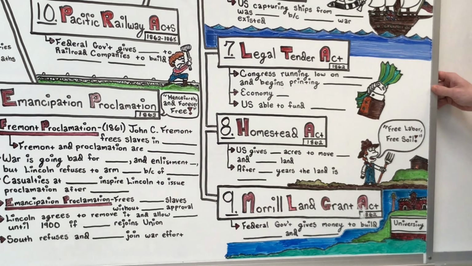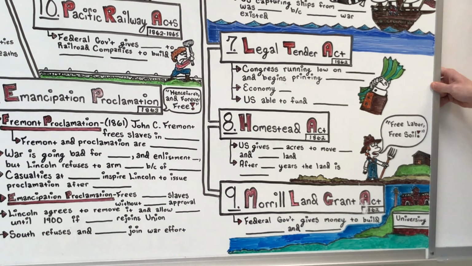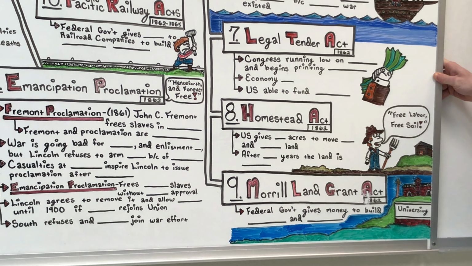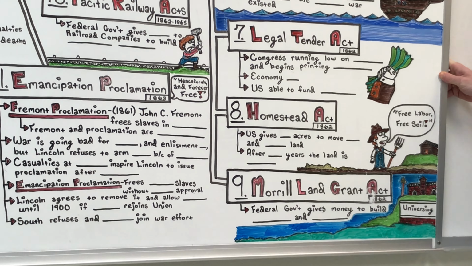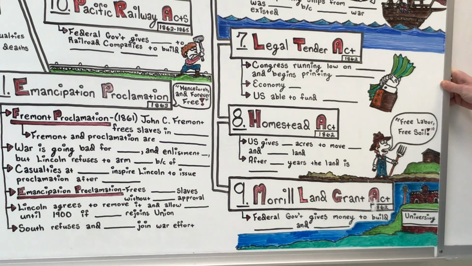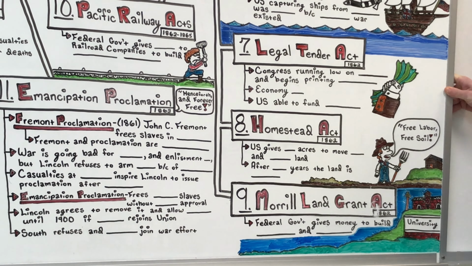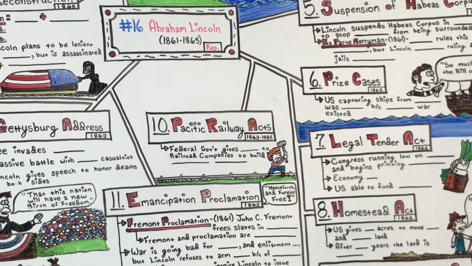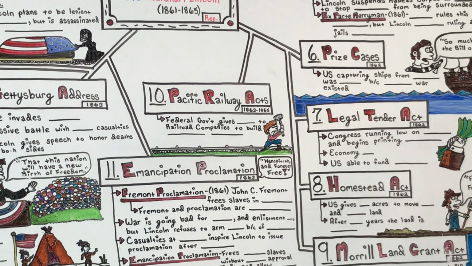That's the Homestead Act. Morrill Land Grant Act. The federal government is going to give money for the building of secondary schools and universities. So as we move west, we also want the public to be educated, all right? And as we move west, the federal government's gonna give money and land to railroad companies to build a transcontinental railroad.